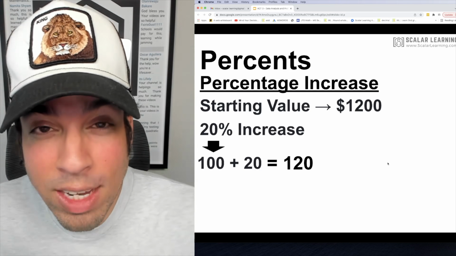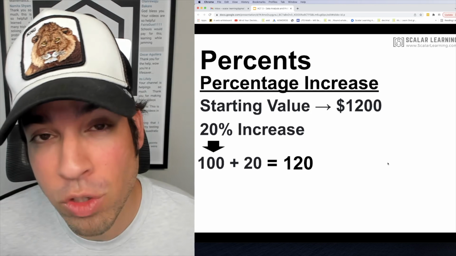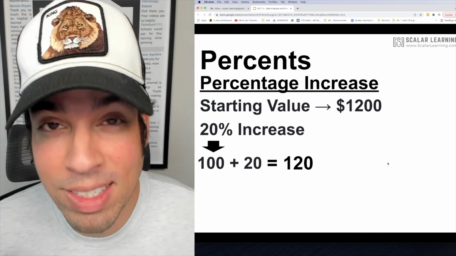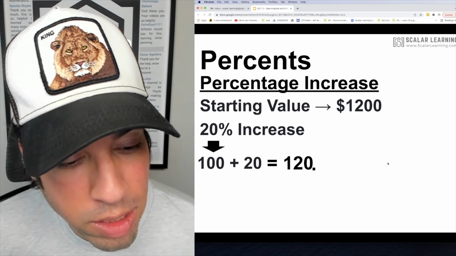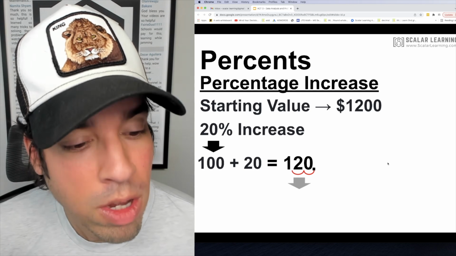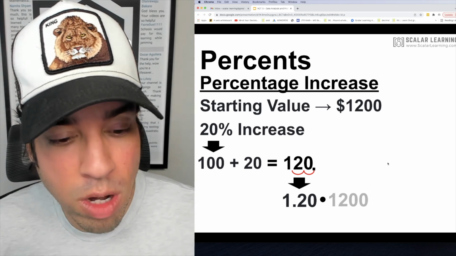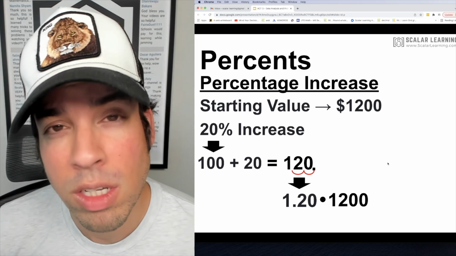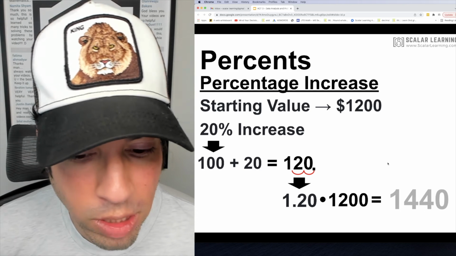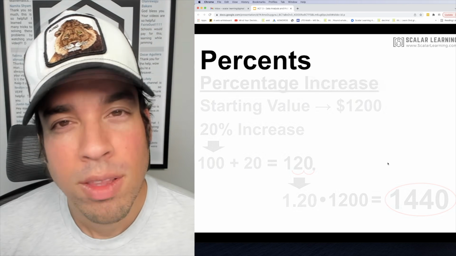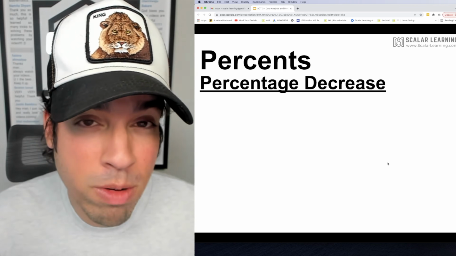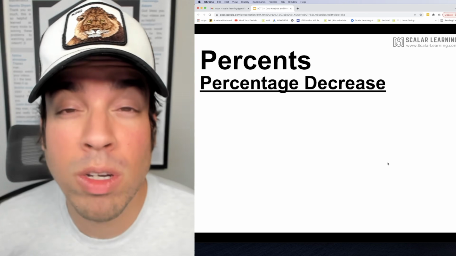So now I just have to take 120% of 1200. To do that, first I convert it to its decimal equivalent by popping the decimal place 2 spots to the left, boom, boom. So now it's 1.2 times that original value of 1200. So 1.2 times 1200 is, of course, 1440 for the win. Done.